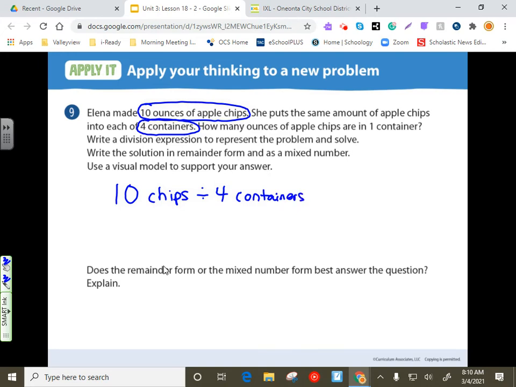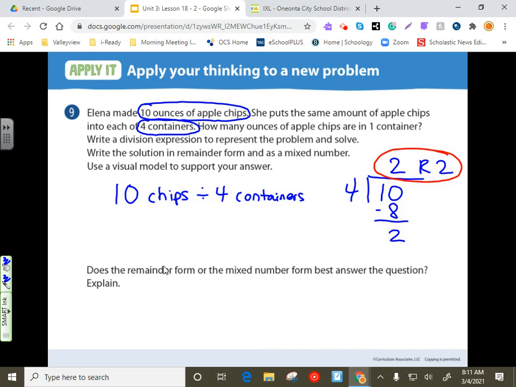And let's see, they want us to write a division expression and write the solution in remainder form. Okay, so over here, we've got 10 divided between 4 containers. I can get 2, and I get a remainder of 2. And write the solution in remainder form and as a mixed number. So here's remainder form, 2 remainder 2. But we want to write this in a different way.